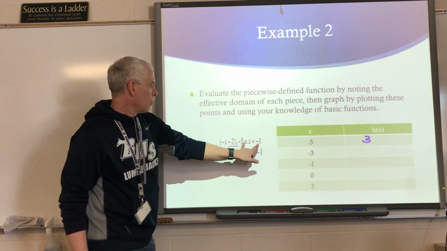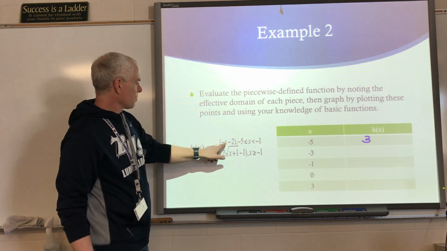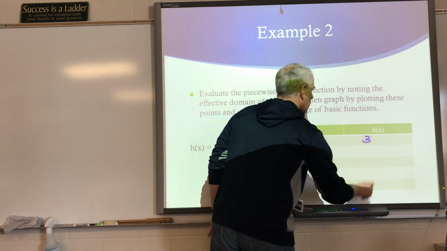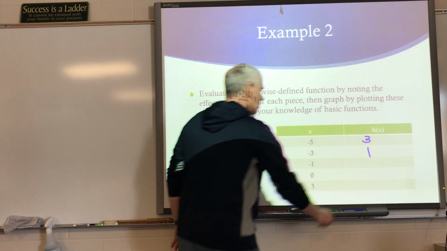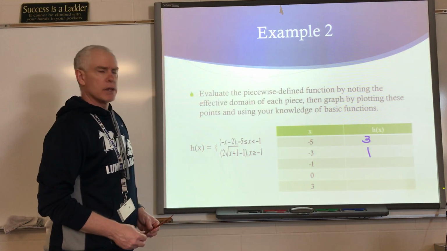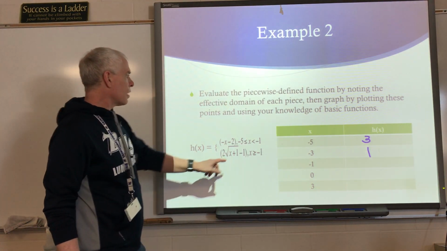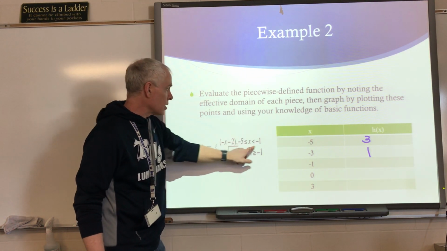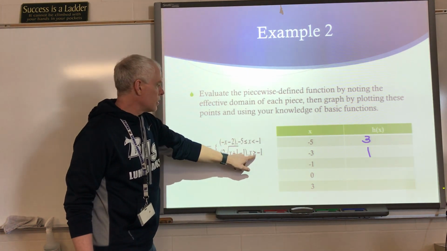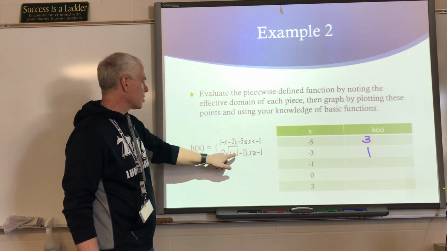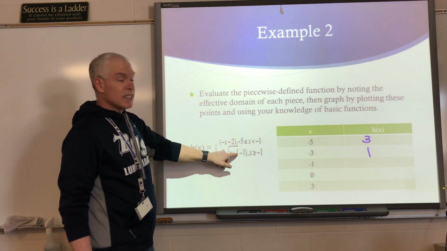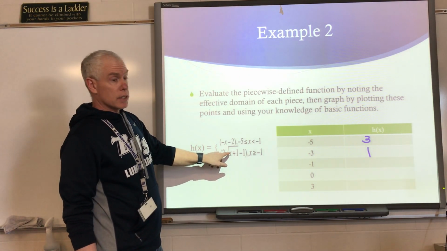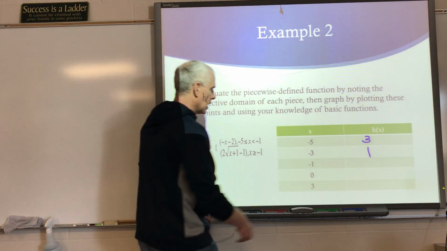Negative 3, which is again on that interval, the opposite of negative 3 is 3. 3 minus 2 is 1. And if you're following along in the book, they have this chart in there. Put in a negative 1. Now this says strictly less than negative 1, so negative 1 is not in that effective domain. It's in this one, greater than or equal to negative 1. So negative 1 plus 1 is 0. The square root of 0 is 0. Times 2 is still 0. Minus that 1 is negative 1.